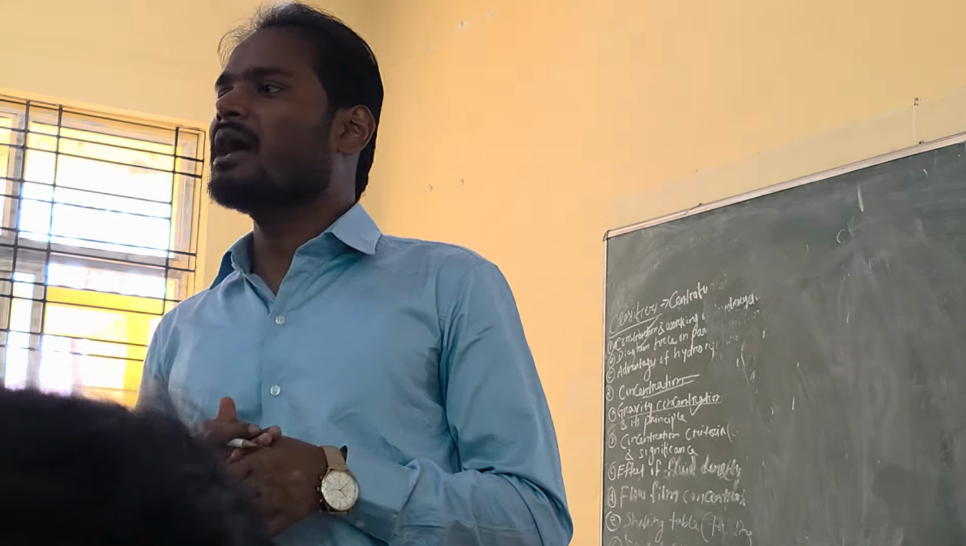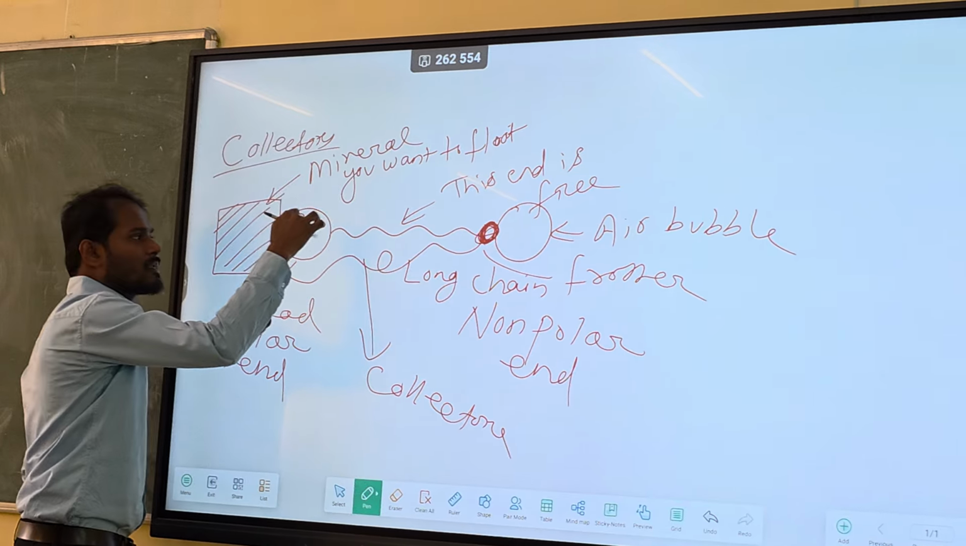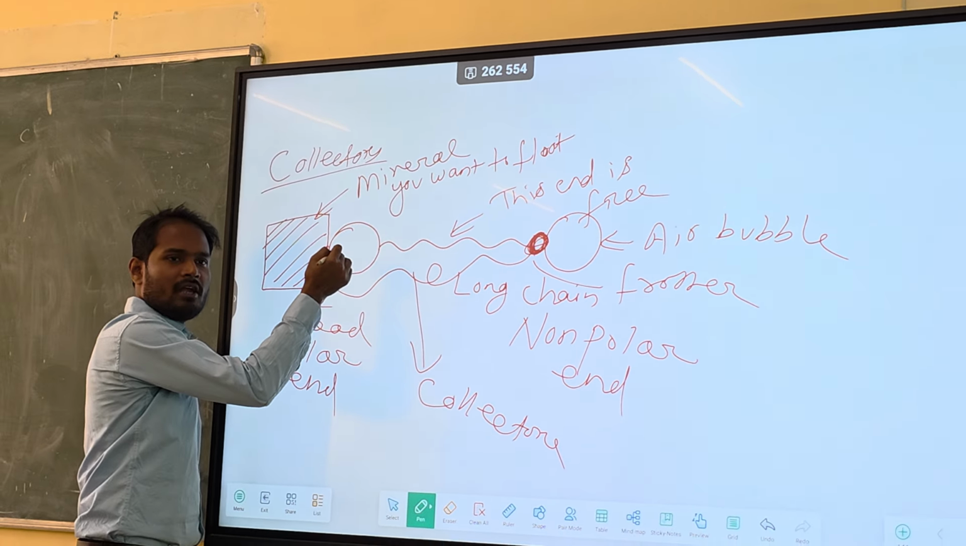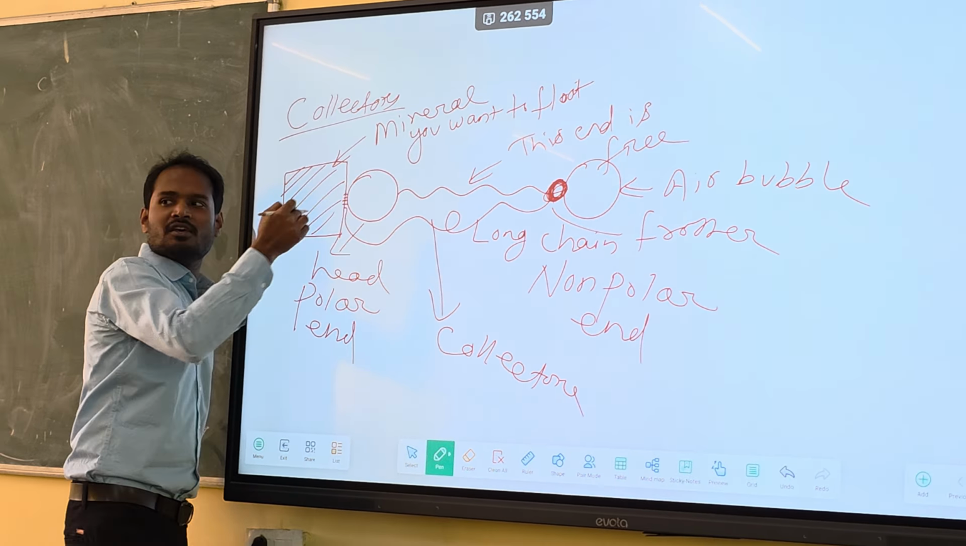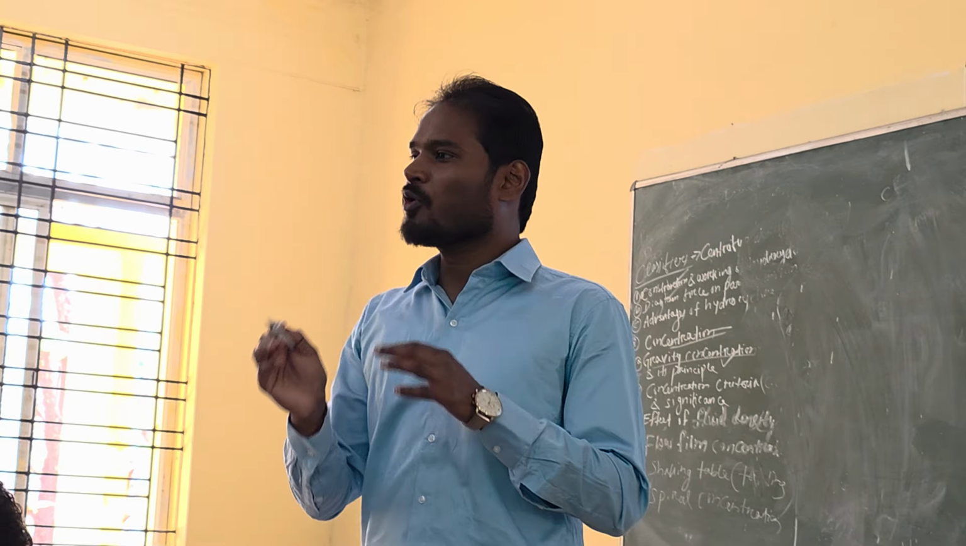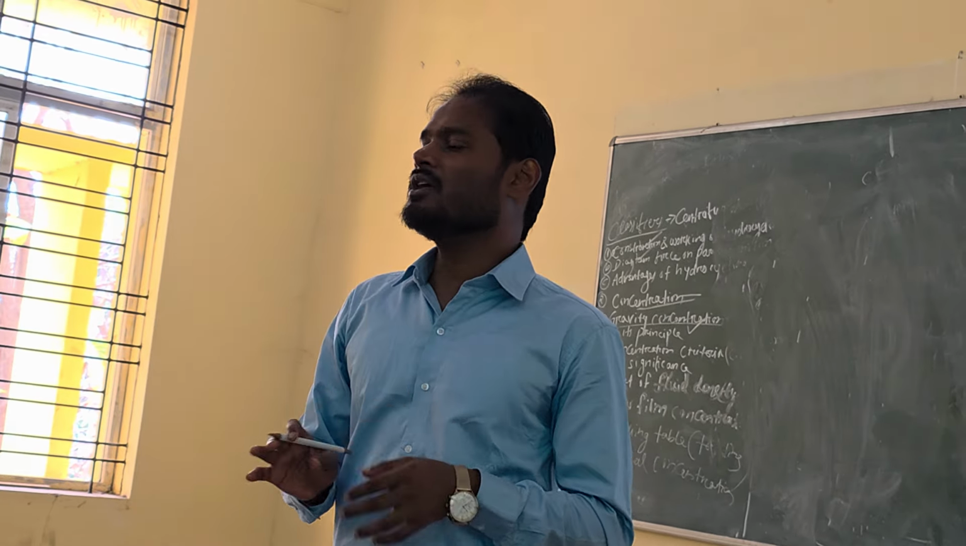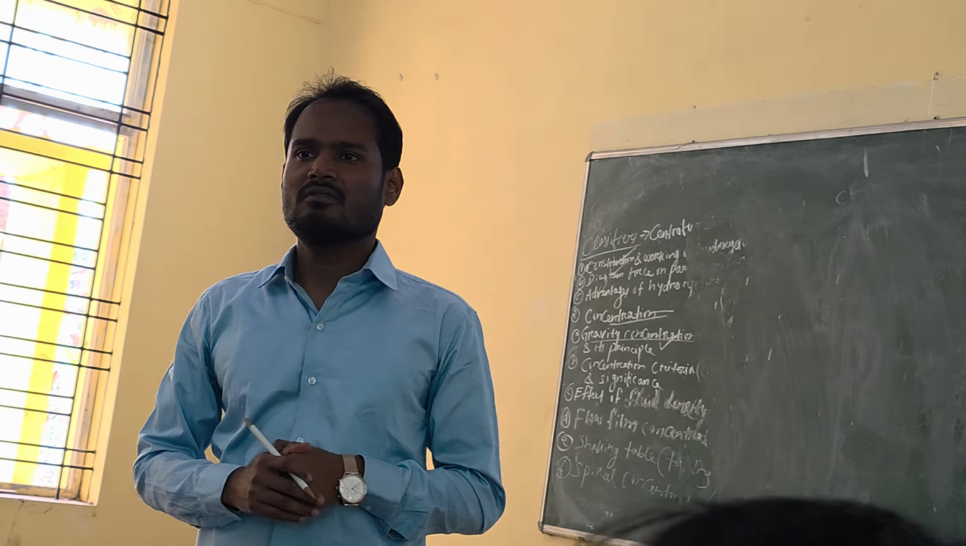Actually, it is decided by this end, that means the polar end. If the polar end is a cation, then it is a cationic collector. If the polar end is an anion, it is an anionic collector. If it is neutral, non-ionic, then it is a non-ionic collector. Very simple, right?